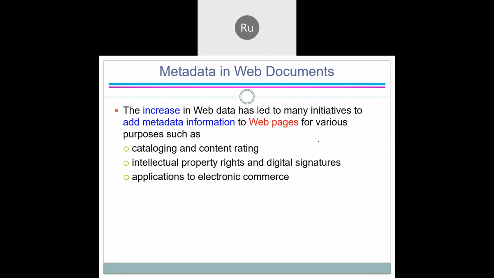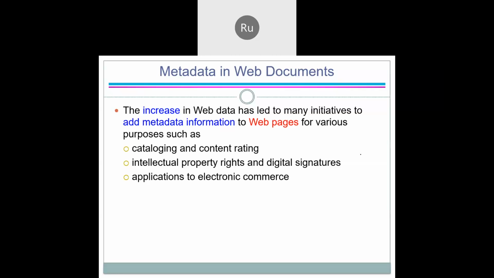Okay. Due to the increase of the web content nowadays, the difficulty is to say who owned that web page, and when did the web page establish. So we need to have this kind of information, mostly because we want to do cataloging and the content rating, because we want to index all these resources so that it is easier for us to retrieve later on.